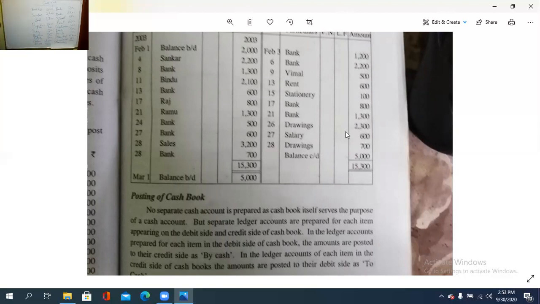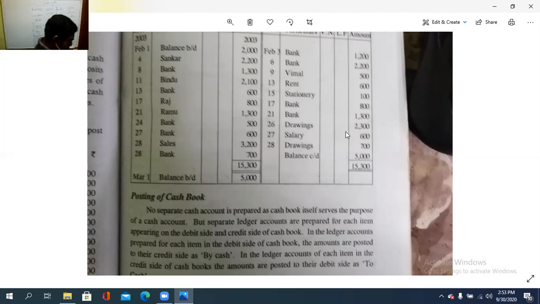And credit side, how much? 1,200, 2,200, 1,100, 900, 1,300, 2,300, 600 plus 700, 10,300 minus 15,300. So 5,000 is the balance. Balance carried down 5,000. That is to be brought down here as 5,000. Balance brought down.